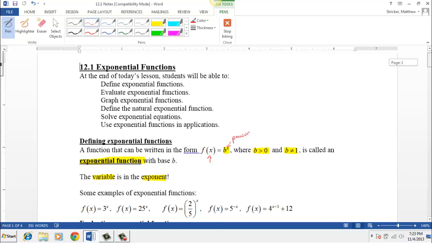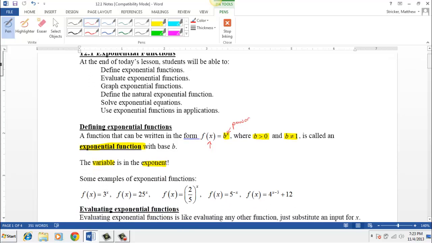Right below here we have some examples of exponential functions. Notice that in each one of these examples, the x is in the power. You will always see that in an exponential function. Notice they all have f of x. Now the bases change. We have 3, 25, 2/5, 5, and 4. We can have different bases as long as they're positive and not equal to 1, which none of these examples are. The x has to be in the power though.